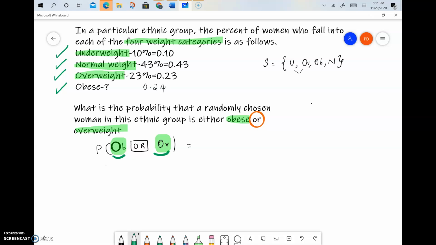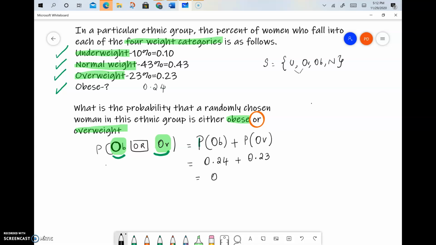So the rule that we apply here is the simple addition rule, where we simply add the probabilities of each event. Probability of obese plus the probability of overweight. The probability of obese we've determined is 0.24, and the probability of overweight is given to be 0.23.